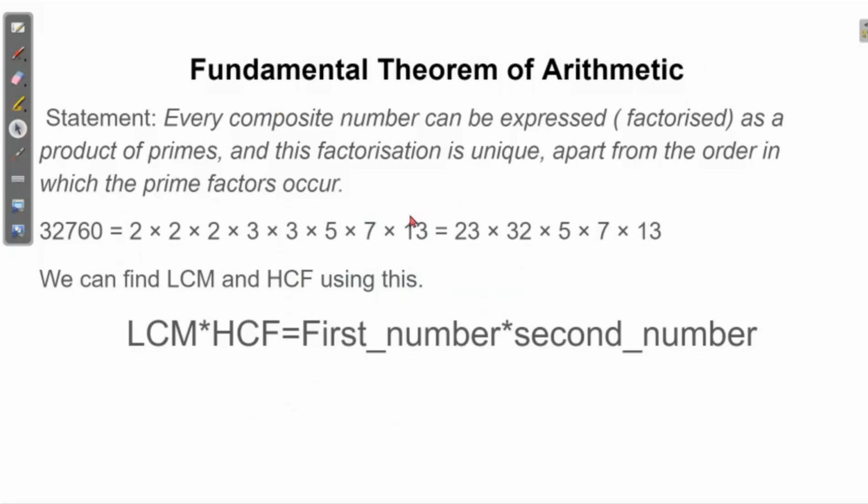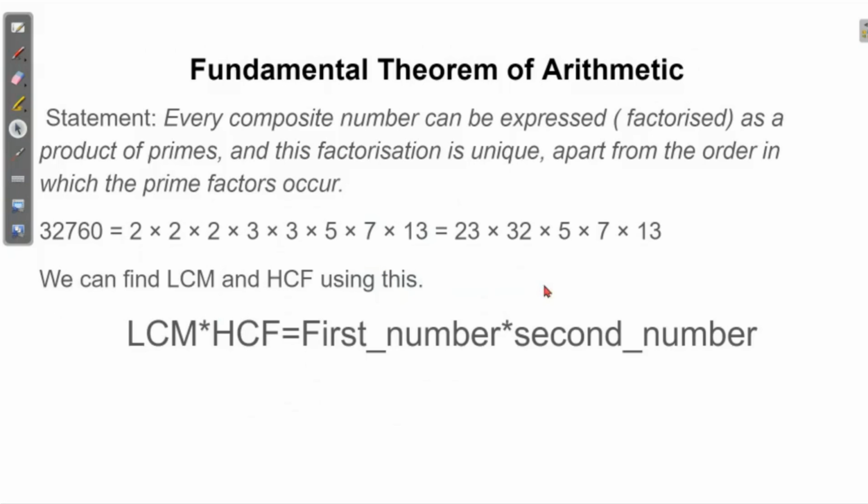Okay, so using this fundamental theorem of arithmetic, we can find the HCF and LCM of given numbers. For one number, you have to take prime factors. For the second number, you have to take prime factors. And using this, you can find the LCM and HCF. LCM is the least common multiple. HCF is the highest common factor. Please don't forget. I have also written a formula here.